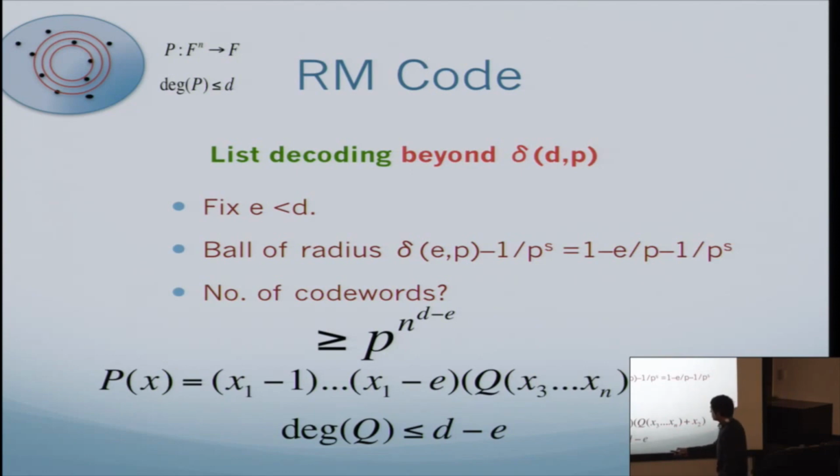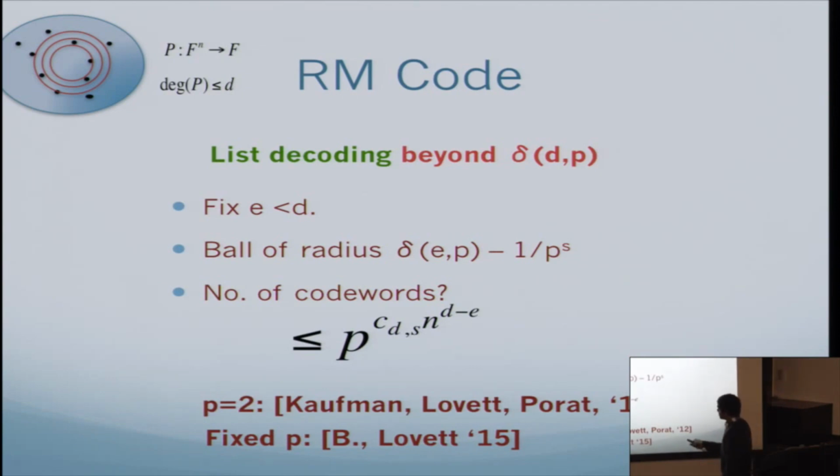A proof for this would be to look at polynomials that look like this. Take your first variable x1, construct this form x1 minus 1 dot dot dot x1 minus e, then keep another variable spare, and then set any degree d minus e polynomial in the remaining variables. If you stare at it enough, you will see that the distance of this polynomial from the 0 function is slightly less than 1 minus e over p. So you have all these polynomials sitting in this radius, and how many of them are there? How many degree d minus e polynomials do you have? You have these many. So this is the lower bound you have, and you want to prove something like this as an upper bound.